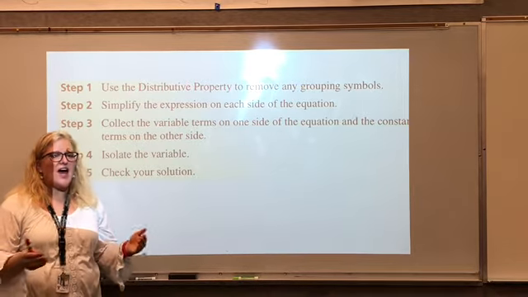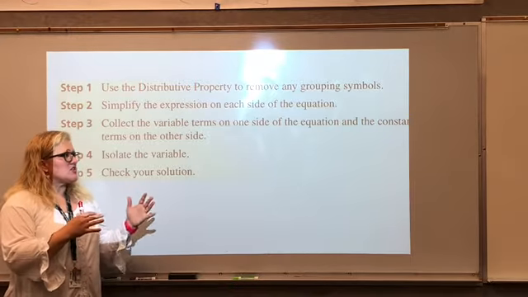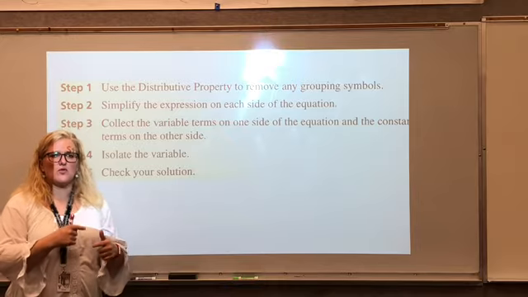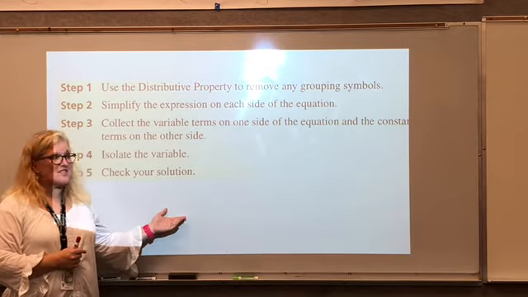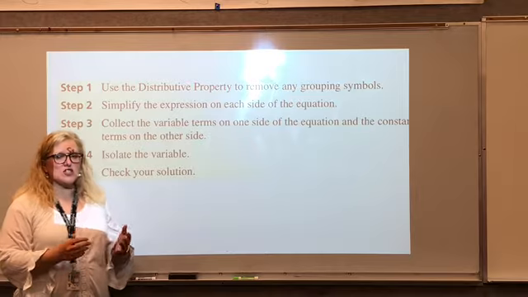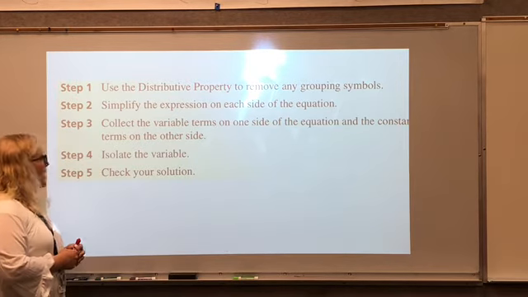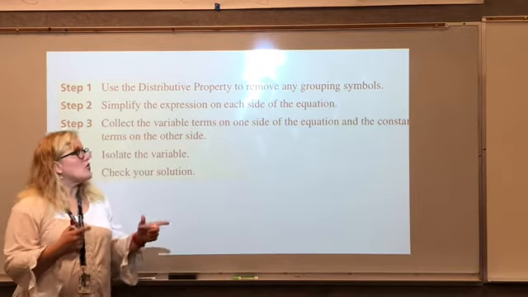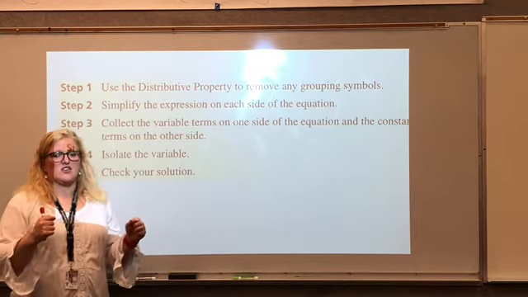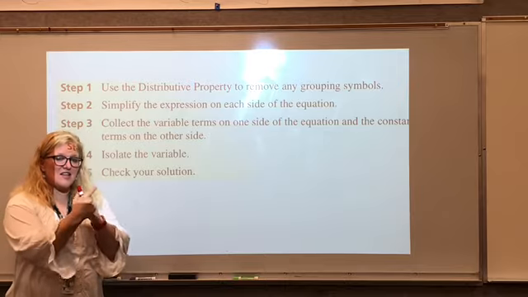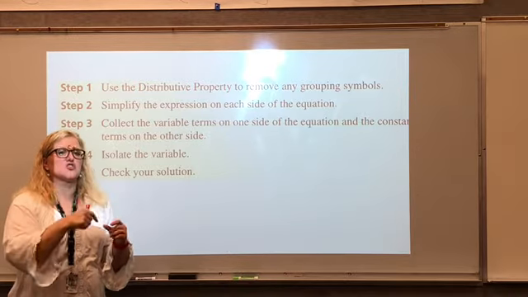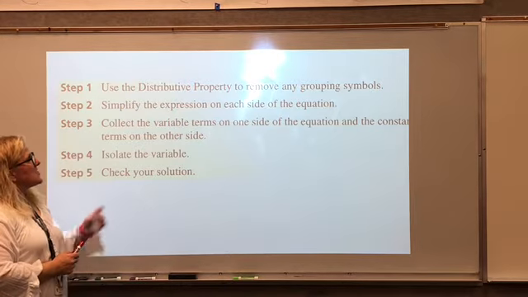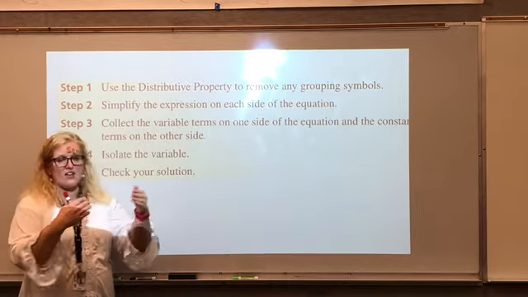variables on both sides. I don't expect you to memorize this. I think you'll see the steps as we go through examples, but if you want to pause and write this down, you can. I was just going to go over them really quick. First of all, we use the distributive property to remove any grouping symbols. So in order for us to use what's in parentheses, we have to distribute first, and that gets rid of the parentheses. Okay, we simplify the expression on each side of the equation.